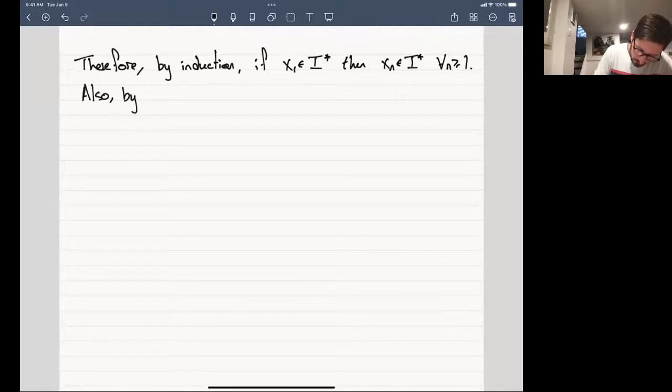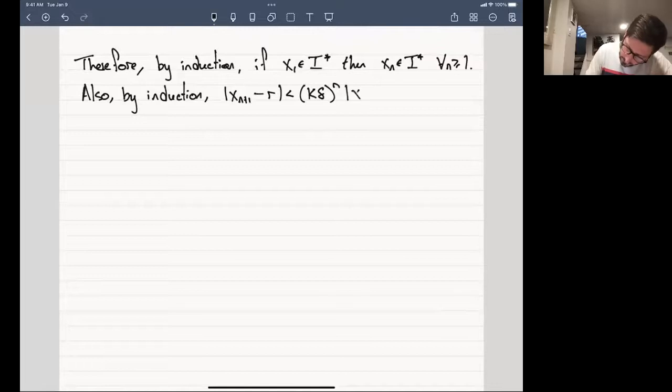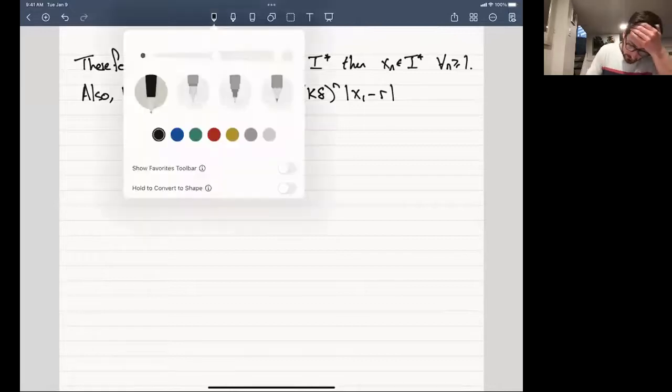Well, then also by induction, I'm going to leave the full proof of this to you, but I'm going to write down what this is. I want you to try and see exactly why I'm saying this. We have xn plus 1 minus r. This can actually be written as k times delta to the n, and then the distance of your initial guess, x1, to r.